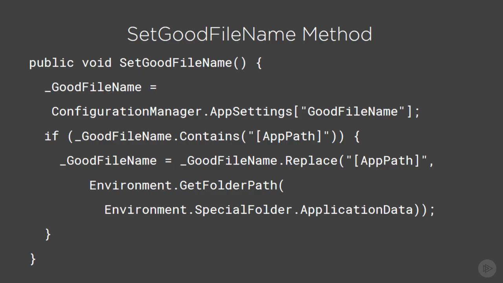We're then going to create a method here called setGoodFileName. What you'll do is grab, using configurationmanager.appSettings, the value of the good file name and put that into a private field in our unit test class. Check to see if that app path token is in there, and if it is, we'll go ahead and replace that with the environment.getFolderPath, and we'll just use application data. That way we have a real path, but it's based on whichever system is running the unit test. That way nothing is hard coded here.